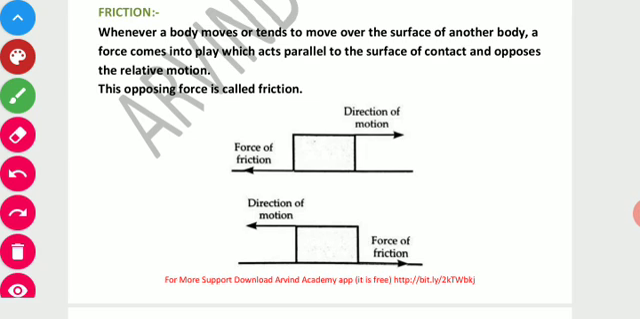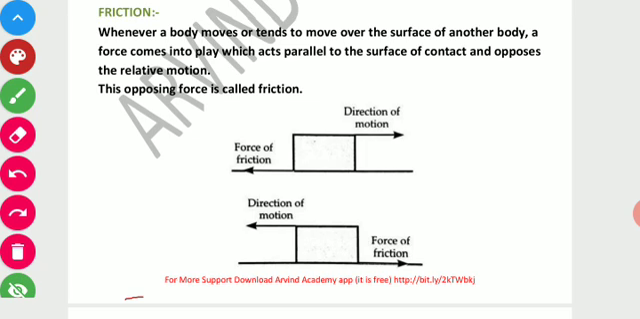So, students, our today's topic is friction. So, what is friction? Whenever a body moves or tends to move over a surface of another body, a force comes into play which acts parallel to the surface of contact and opposes the relative motion. This opposing force is called friction.